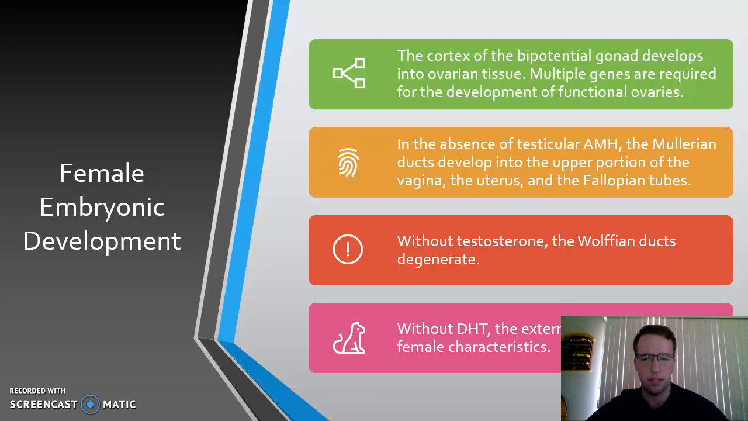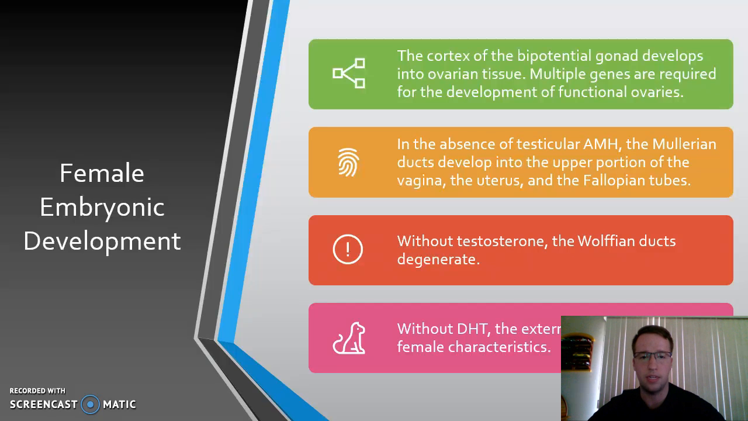Moving on to female embryonic development. So if the SRY gene is absent, this will occur. The cortex of the bipotential gonad will develop into ovarian tissue, and multiple genes are required for the development of functional ovaries. Now, in the absence of testicular AMH, or anti-Müllerian hormone, the Müllerian ducts will develop into the upper portion of the vagina, the uterus, and the fallopian tubes.